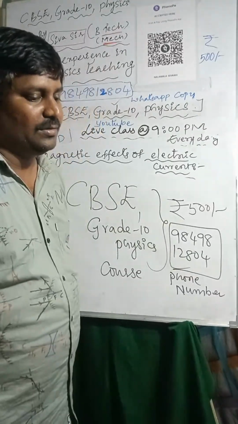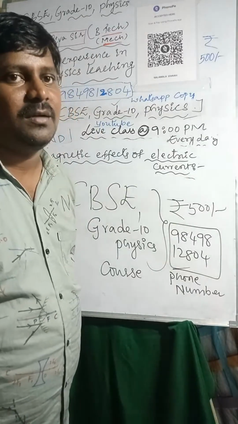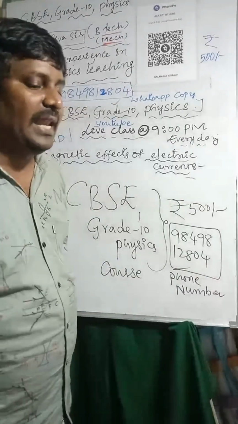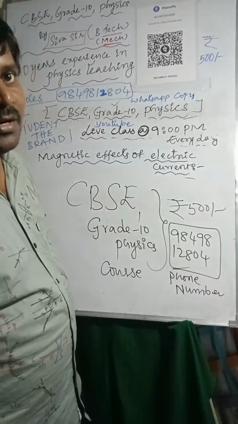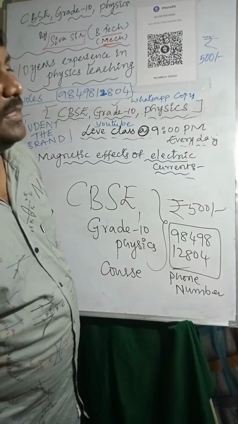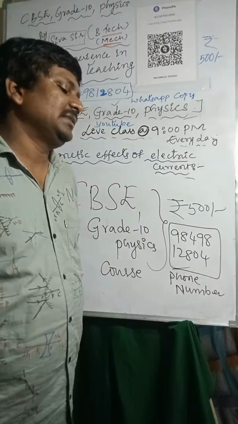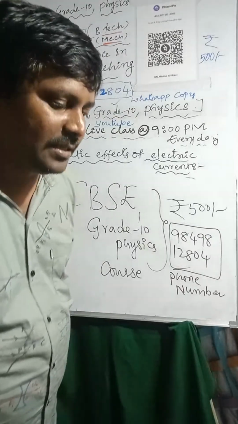Very good. So I hope it is completed. The chapter on magnetic effects of electric current is completed. Next, I will go to the light chapter. I will explain the light chapter tomorrow. Tomorrow I am planning a 6 o'clock class because it's Sunday, and the 9 o'clock class will also be fixed.